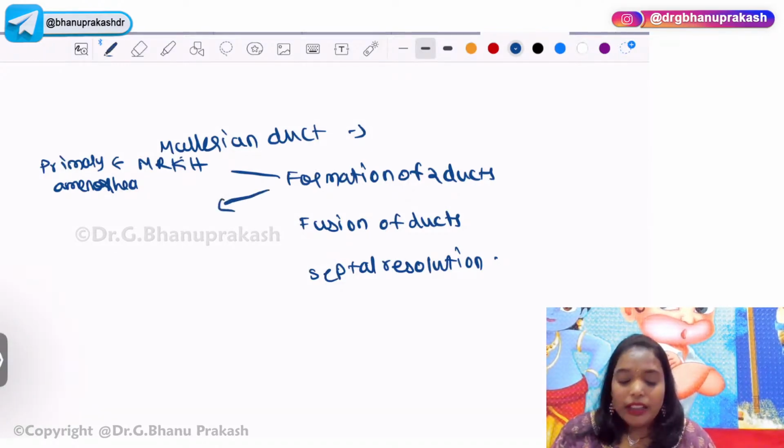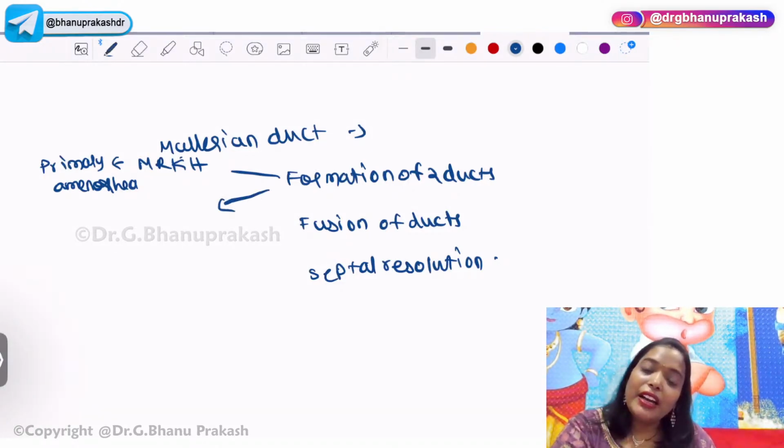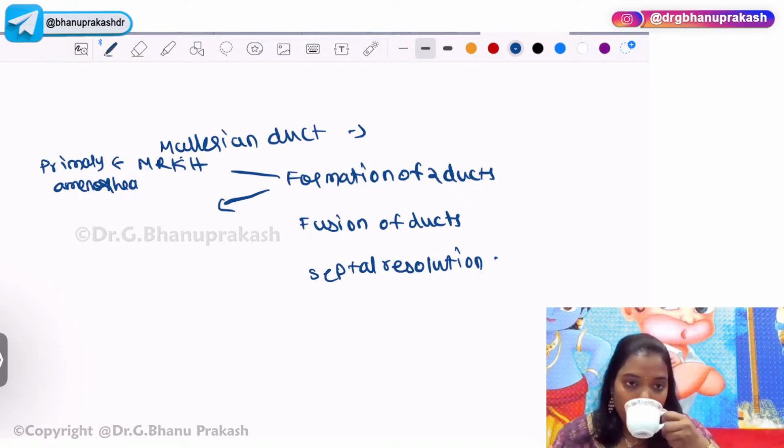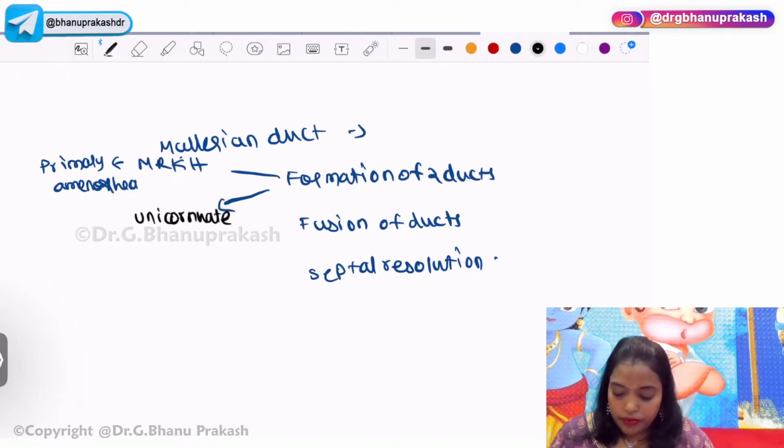Now, another formation defect is when one duct is present and one duct is absent. What do you call that as? When one duct is present and one duct absent, what do you call that as? That we call it as unicornuate uterus. So unicornuate uterus will be banana shaped with single fallopian tube.